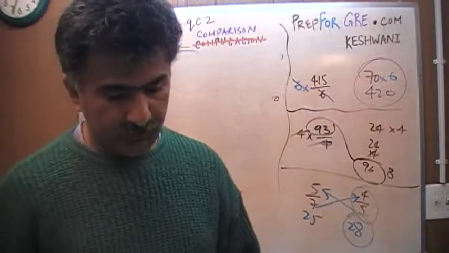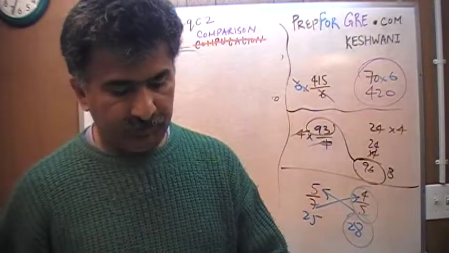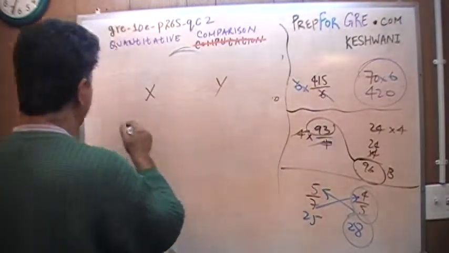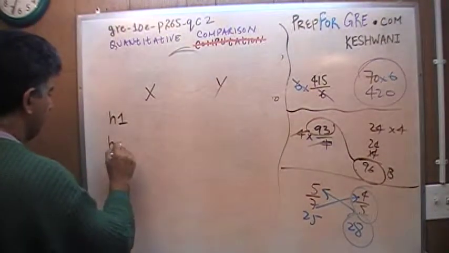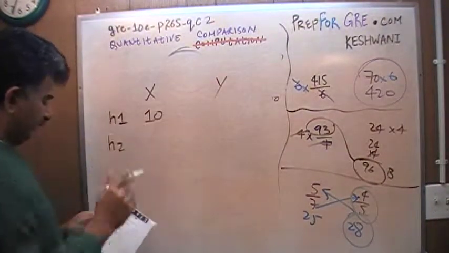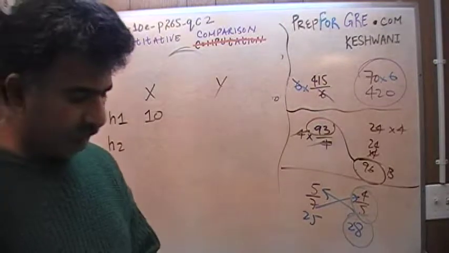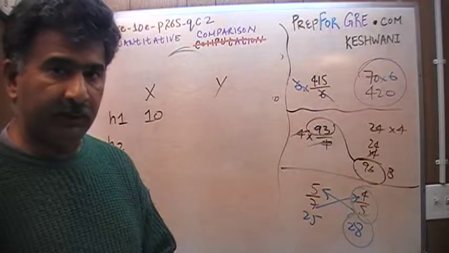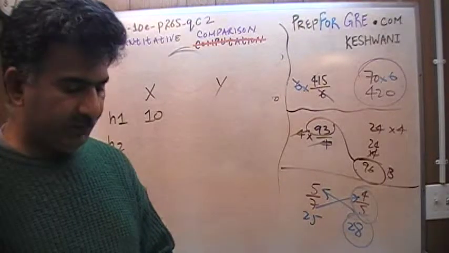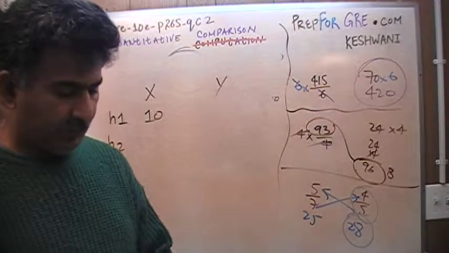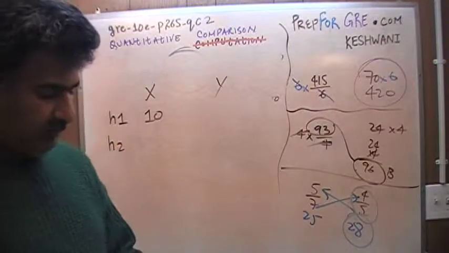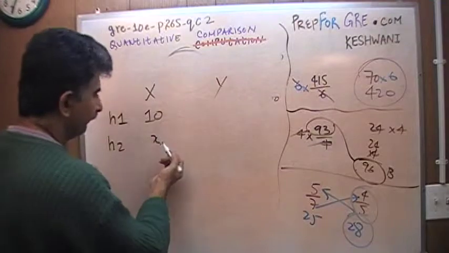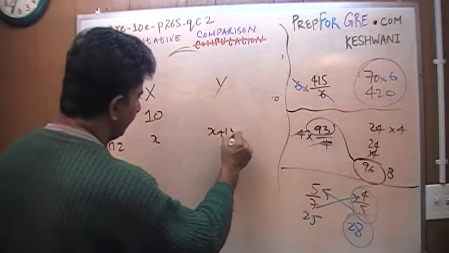They're telling you that team X scored 10 points in the first half of the game. So here's your X, here's your Y, here's your first half, here's your second half. We're told that team X scored 10 points in the first half of a certain game, but they're not telling you what Y scored. Then they tell you that in the second half of the game, team Y scored 15 points more than whatever team X scored, which is fine.